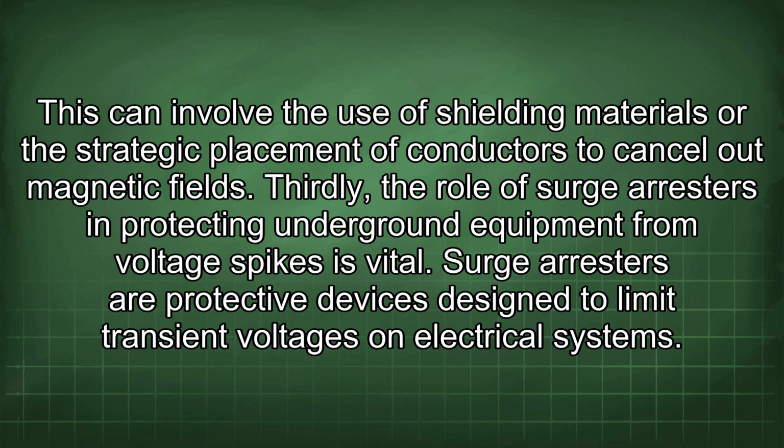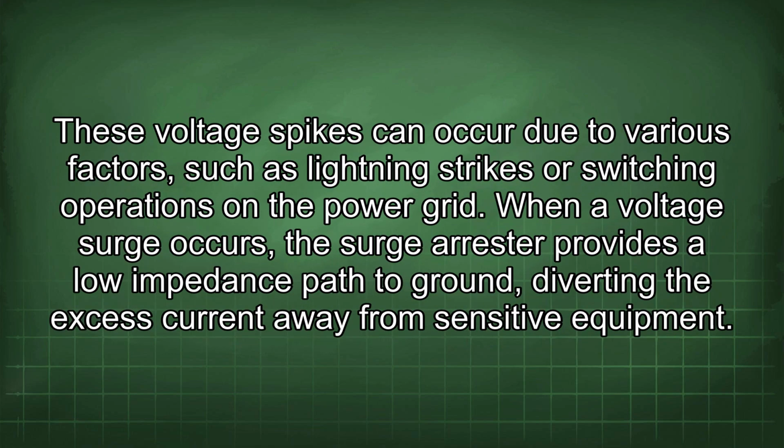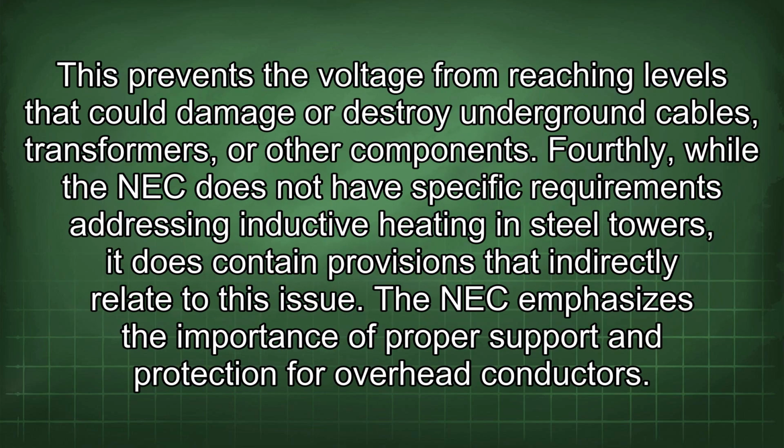Thirdly, the role of surge arresters in protecting underground equipment from voltage spikes is vital. Surge arresters are protective devices designed to limit transient voltages on electrical systems. These voltage spikes can occur due to various factors, such as lightning strikes or switching operations in the power grid. When a voltage surge occurs, the surge arrester provides a low impedance path to ground, diverting the excess current away from sensitive equipment. This prevents the voltage from reaching levels that could damage or destroy underground cables, transformers, or other components.